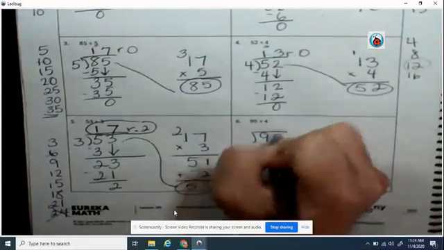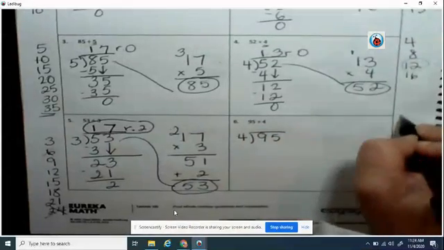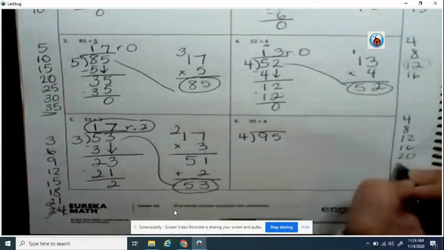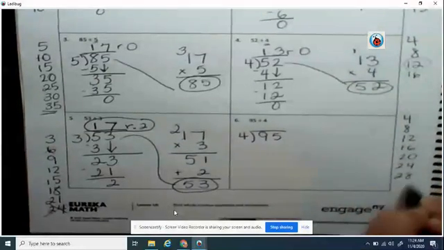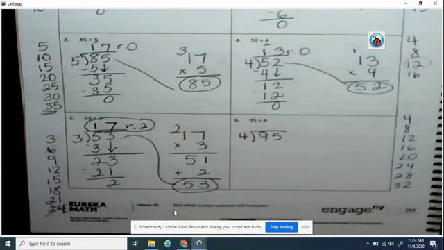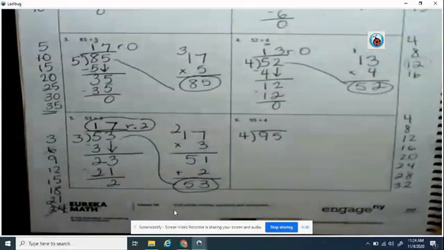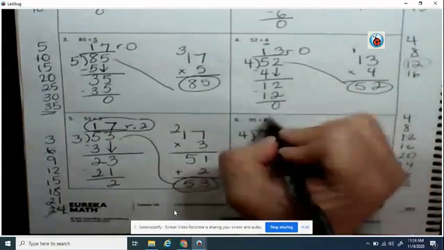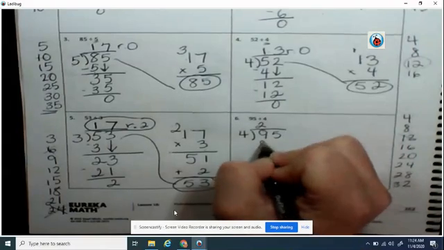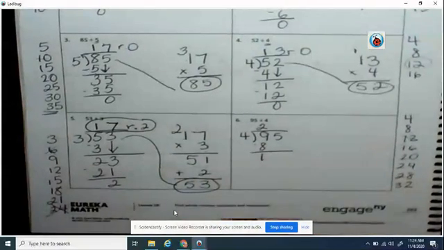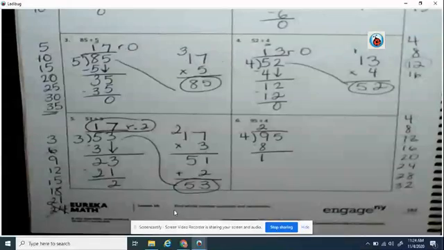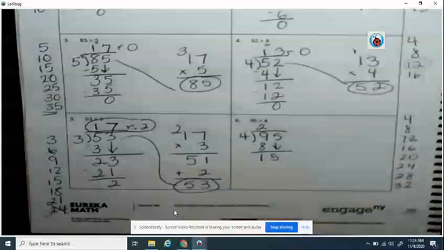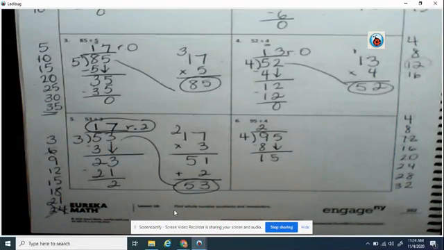95 divided by 4. Okay, so we're dividing by 4, so I'm going to write my 4's multiples over here. Okay, so 4 times what gets me close to 9? Well, 12 is too big, so it's just 4 times 2. That's as big as I can go. 4 times 2 is 8. That leaves me with 1 left over. Okay, I'm going to combine that 10 with my 1s. And so now I have 15.